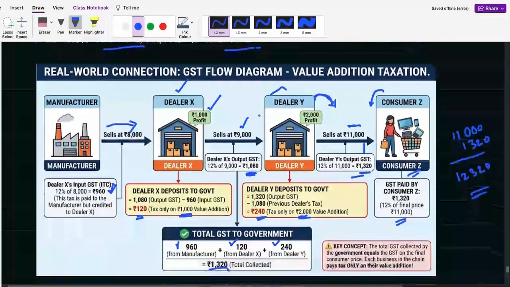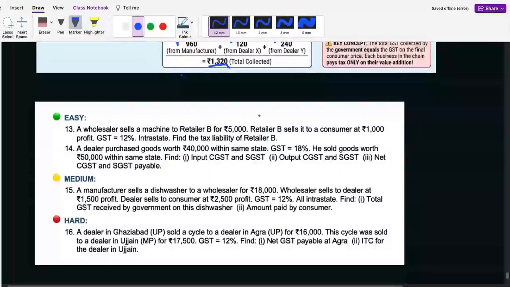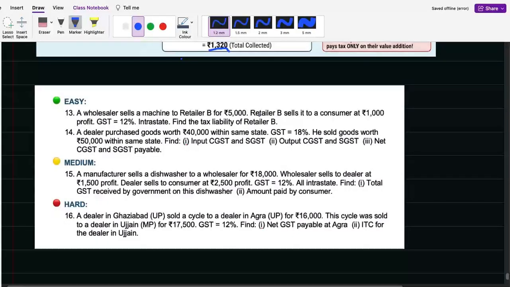Great. So now, these are a list of 3 to 4 problems which you have to do as homework and try to give your answers in the comment box. Take a screenshot, try to do this and put your answers in the comment box.